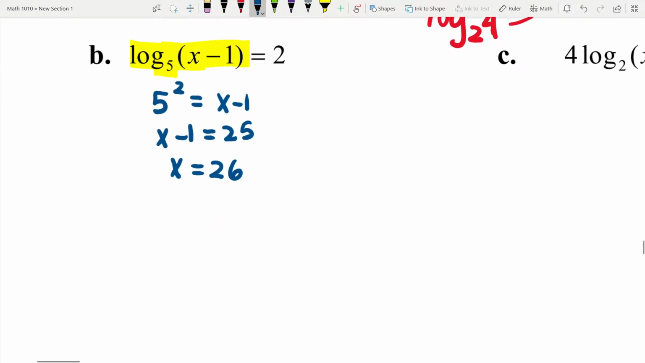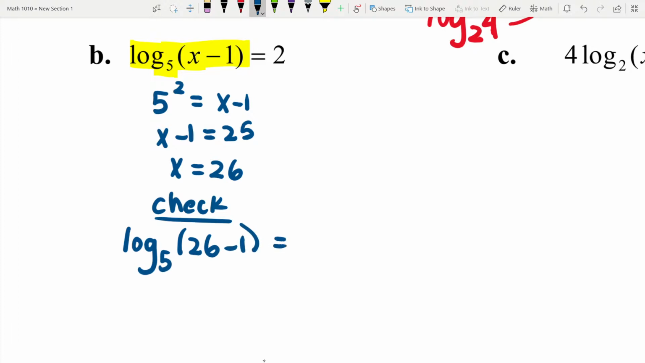Everybody in the room, am I done? No. What do I have to do? Check. I literally expect you to write the word check, like I want that word on your paper. And then it always is from the beginning. So it's log base 5 of 26 minus 1 equals 2. See the 2 on the right-hand side? Leave it alone. Put the left-hand side in and see if you get 2. So everybody go log. 26 minus 1 is 25. So I'm just going to go log 25, close it off, divided by log 5, close it off, enter. I got 2 equals 2. I know my answer's right, and I'm good.